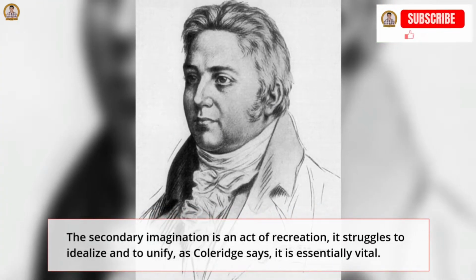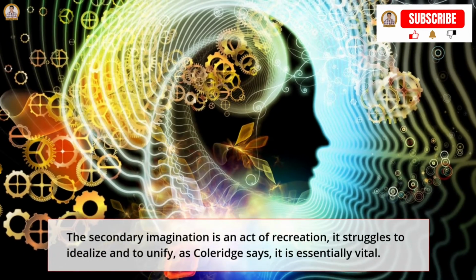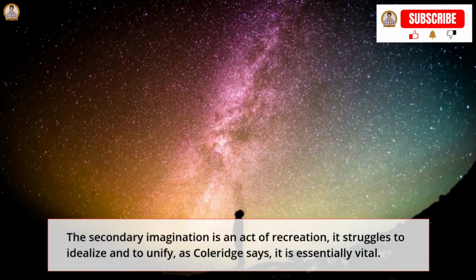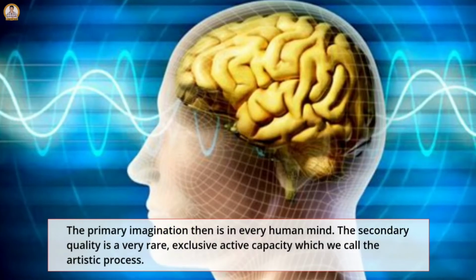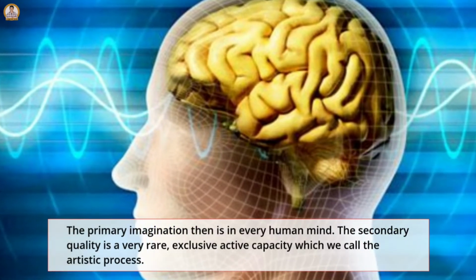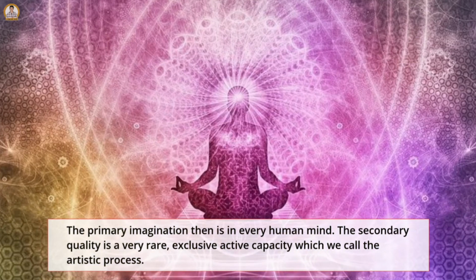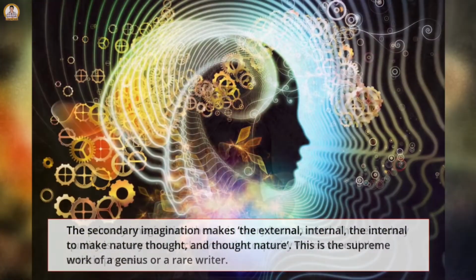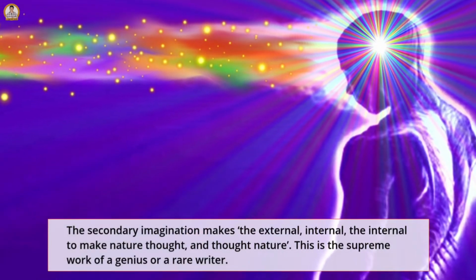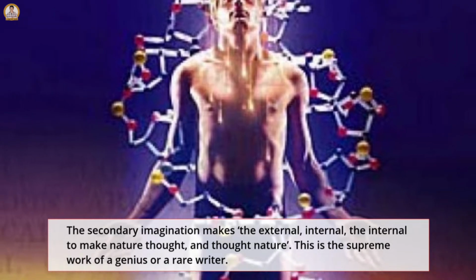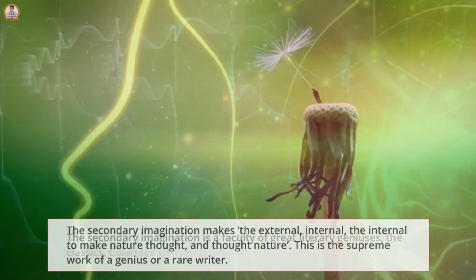The secondary imagination is an act of recreation, it struggles to idealize and to unify, as Coleridge says, it is essentially vital. The primary imagination then is in every human mind. The secondary quality is a very rare, exclusive active capacity which we call the artistic process. The secondary imagination makes the external, the internal to make nature thought, and thought nature. This is the supreme work of a genius or a rare writer.